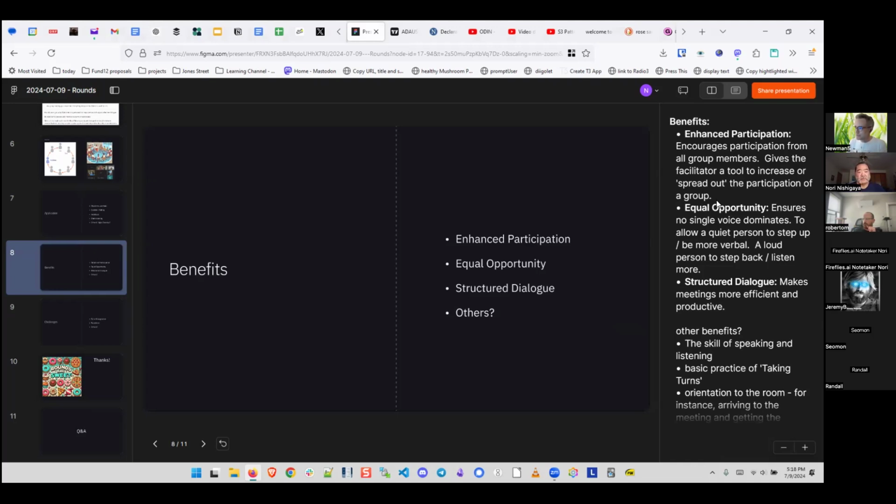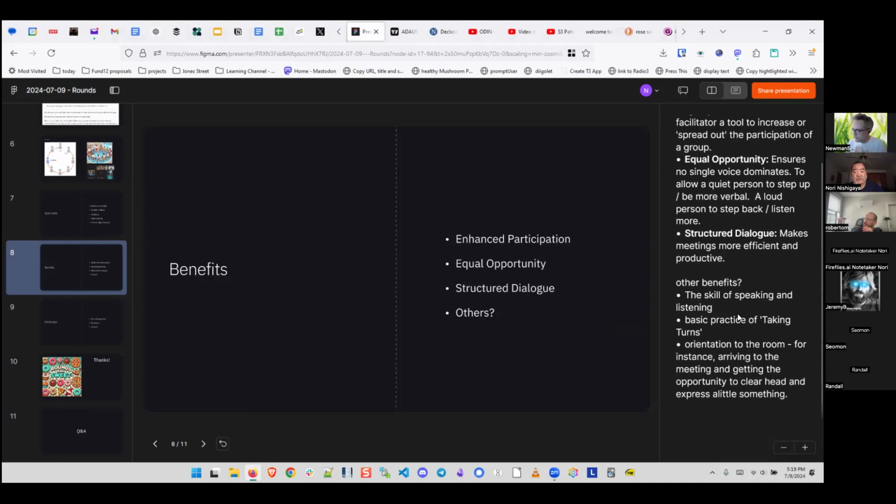Equal opportunity, ensuring no voice dominates. We talk about this with the way of council: step up or step back. It allows quiet people to speak out more, and allows people that are typically louder to be more receptive or listen. The structured dialogue makes things more efficient and productive. It's a good thing, and we can think about other benefits.